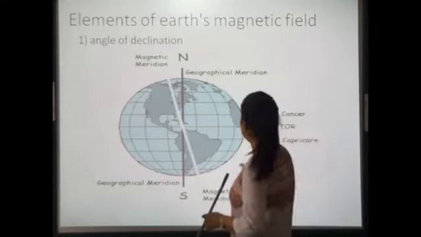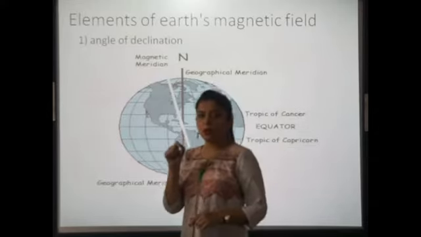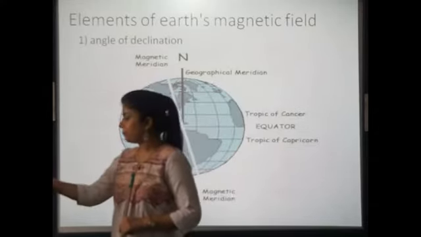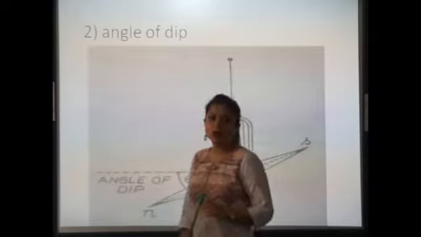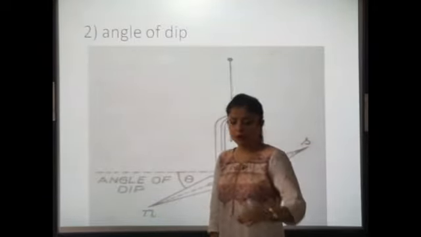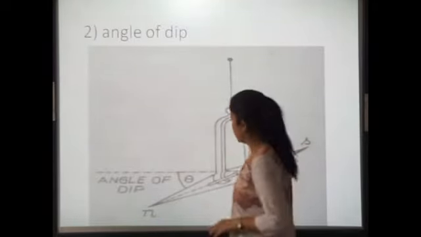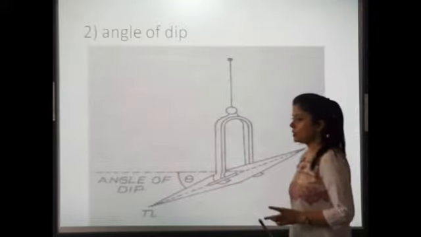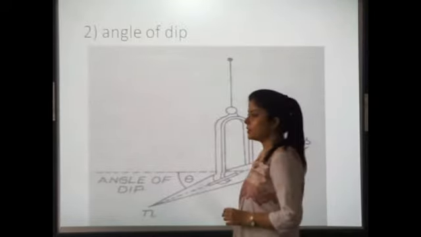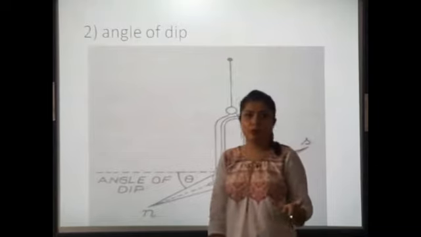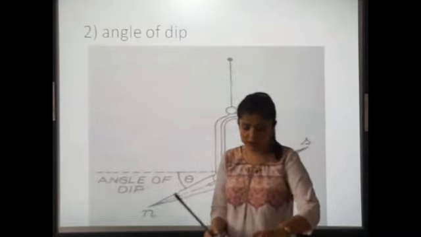Remember that it is not written over here anywhere, but please make a note, it is denoted by alpha. Second one is angle of dip. This will be quite confusing, but remember that this is a dip machine. To measure the angle at different points, we have this kind of a device.